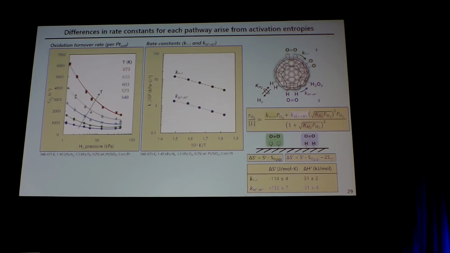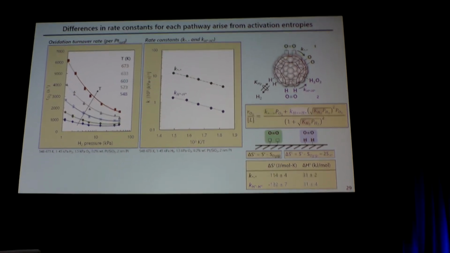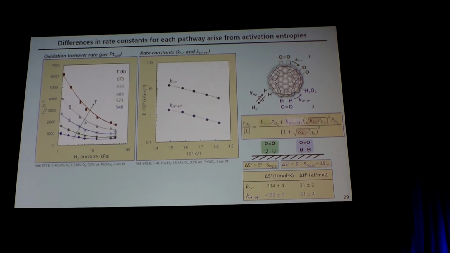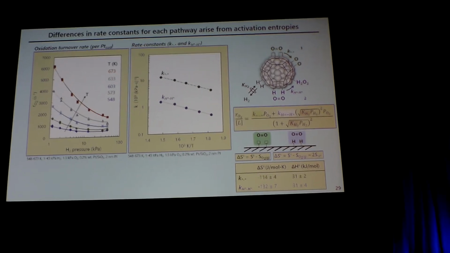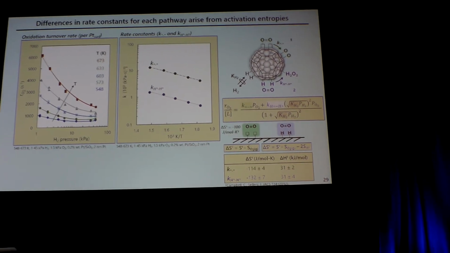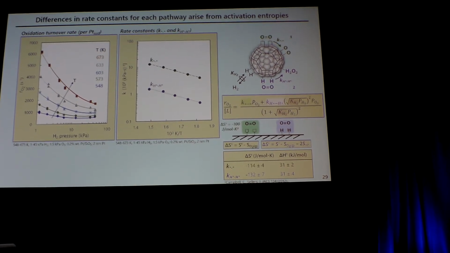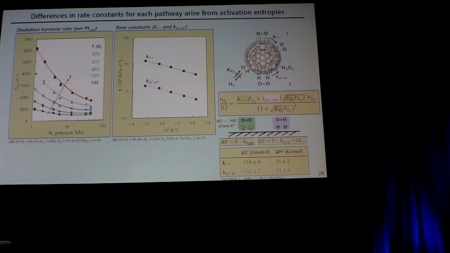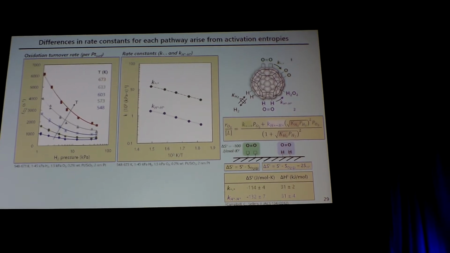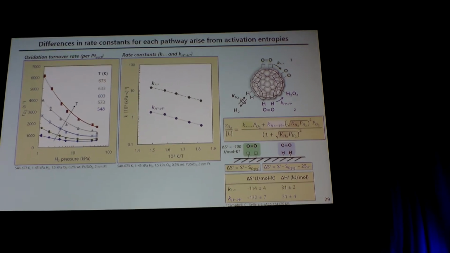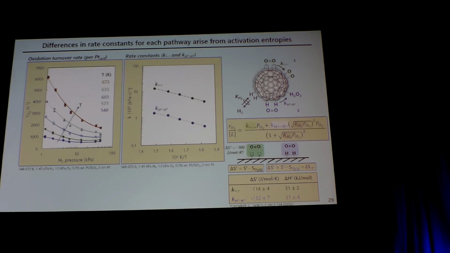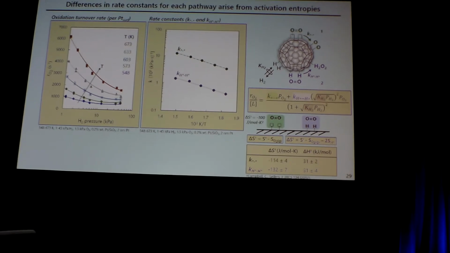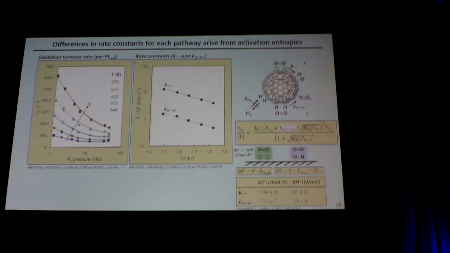And when we think about what an activation entropy would mean for this step, both of these pathways involve bringing a gas phase oxygen molecule to the surface in a substantial loss in translational entropy, which we can estimate as being about 100 joules per mole Kelvin from statistical mechanics treatment. But then additionally for the second pathway, which has a greater loss in entropy, there's an entropic penalty for the partial loss in mobility of the hydrogen atoms on the surface. These hydrogen atoms are mobile at these temperatures and can be modeled as an ideal gas.